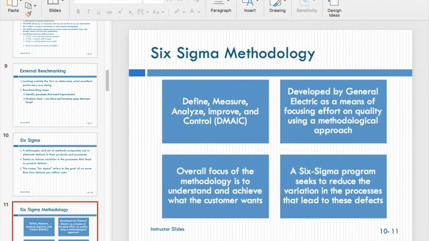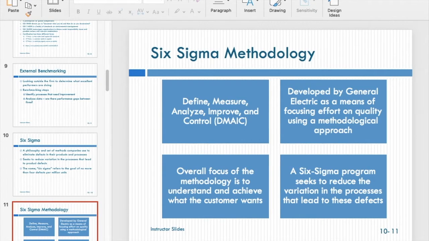So the Six Sigma approach still follows the philosophy of the DMAIC procedure, which represents define, measure, analyze, improve, and control. We will talk in detail about every term in the next slide.